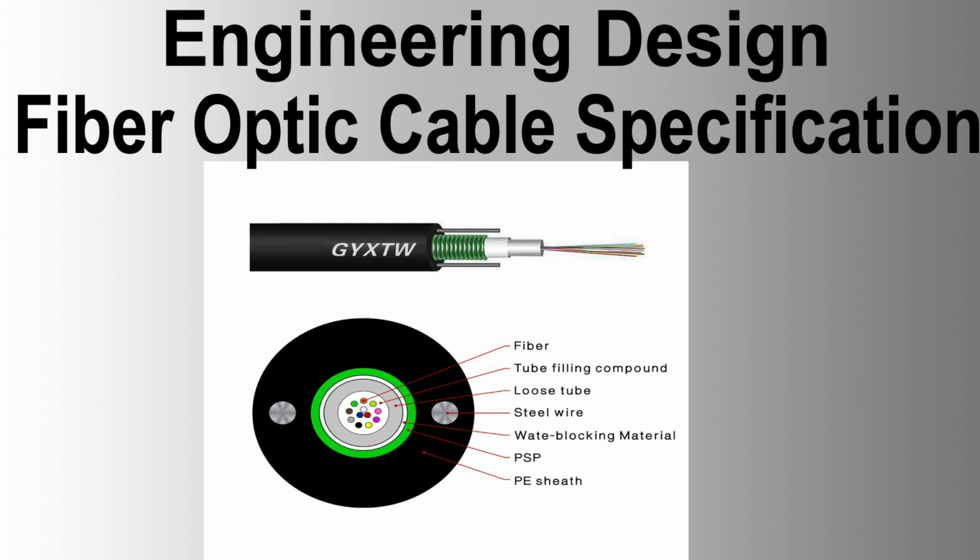Compound flow test. The test shall be performed per IEC 60794-1-B1 according to the compound flow test requirements. No drip shall occur at 70 degrees Celsius.